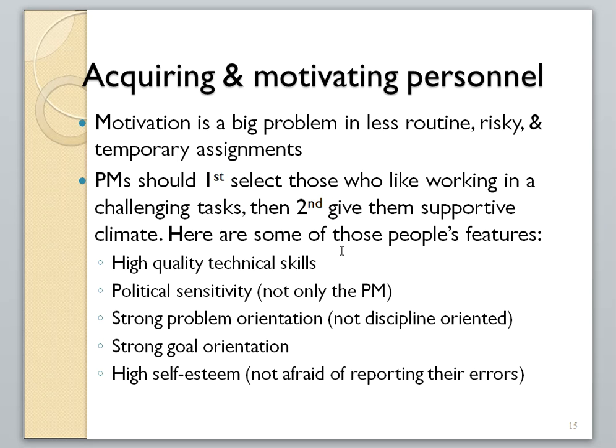Also, whenever you acquire people, how can you give them such support? High quality technical skills, political sensitivity. These are the features that you look for whenever you acquire people. Not only the project manager should be political, also the team members should be political in dealing with the clients, in dealing with the functional departments, in dealing with their colleagues. Strong problem orientation, strong goal orientation. This is very difficult to find, actually, and getting people like this from a functional department in the organization or from the labor market out there is not easy. High self-esteem as well, not afraid of reporting their errors. These are the challenges that you have in acquiring and motivating personnel for projects.